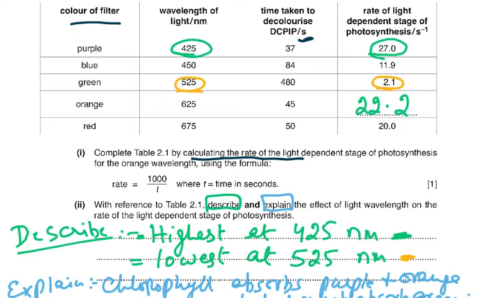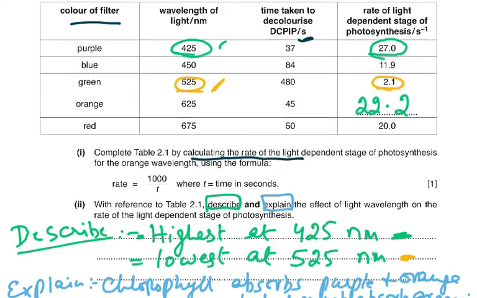So describe, now you can see what? Highest at 425. This is something which you just have to look at in the table. Highest is 425, this one. And the lowest is 525. This is something from the table that you have to look at, nothing from your own self, nothing from what you studied in your A levels. So highest at 425 and lowest at 525. This was the describe. Describe means no biology, just give me things from the graph or the table. So this is all that you had to give me. This would give you your 2 marks for the describe.